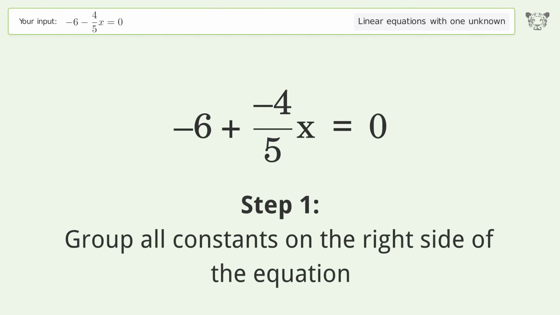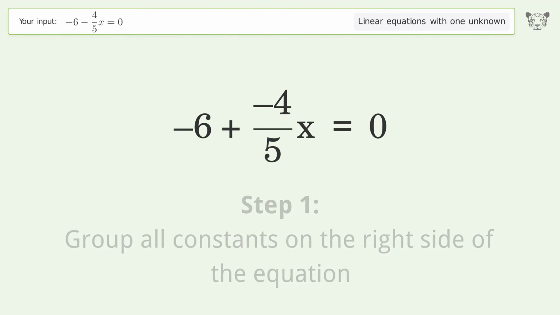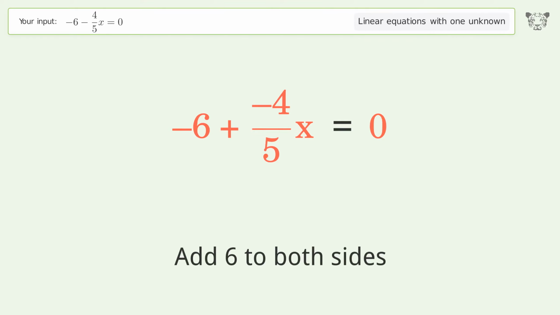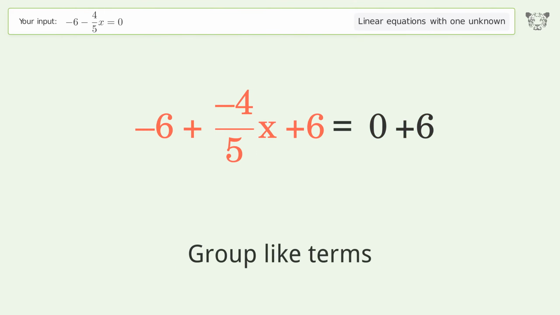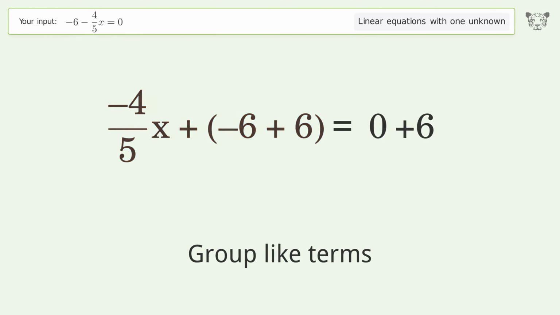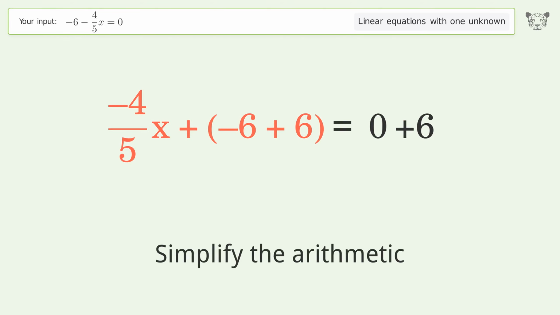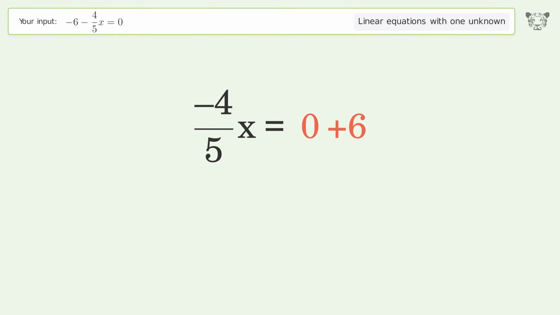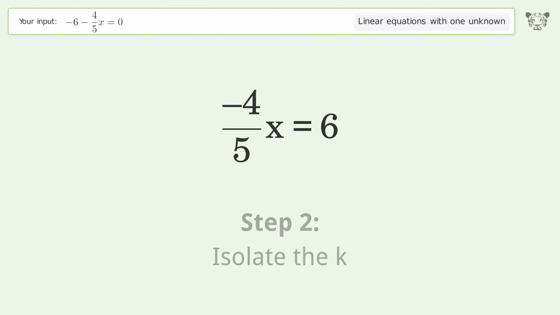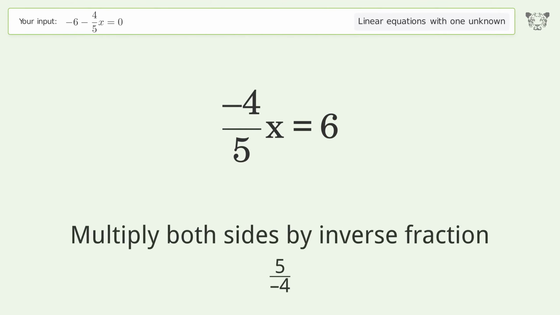Group all constants on the right side of the equation. Add 6 to both sides. Group like terms. Simplify the arithmetic. Isolate the k. Multiply both sides by the inverse fraction 5/-4.